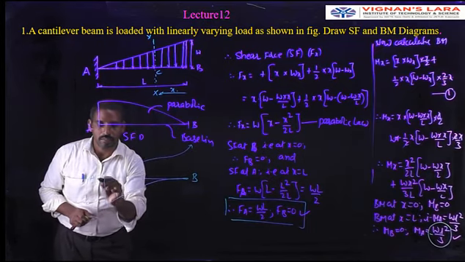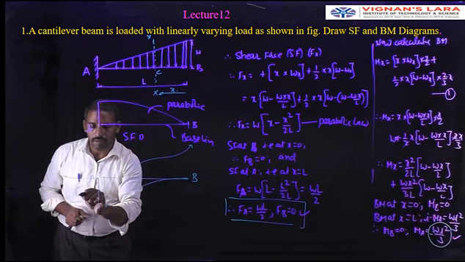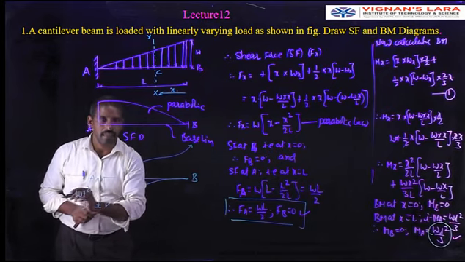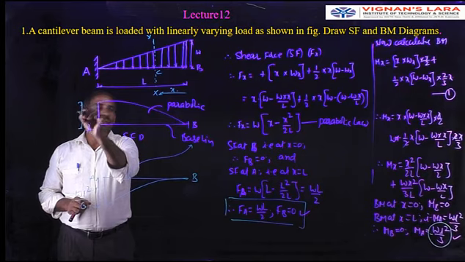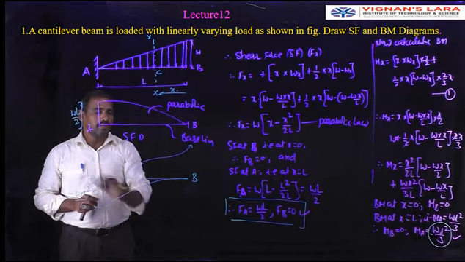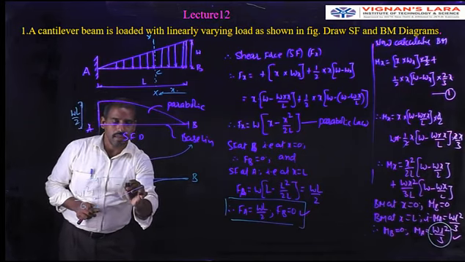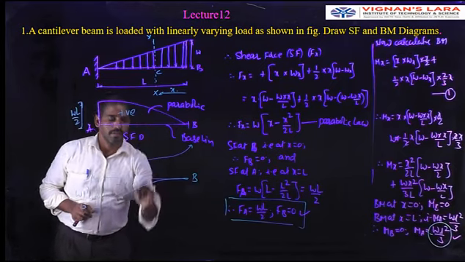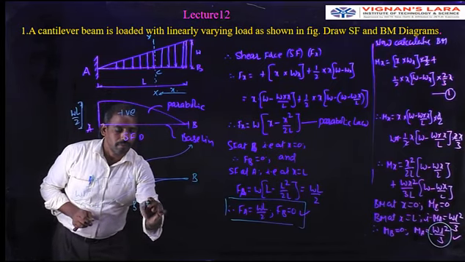So this value is WL square by 6. It is WL by 2. This is 0. It is negative. It is positive. This is the bending moment diagram.